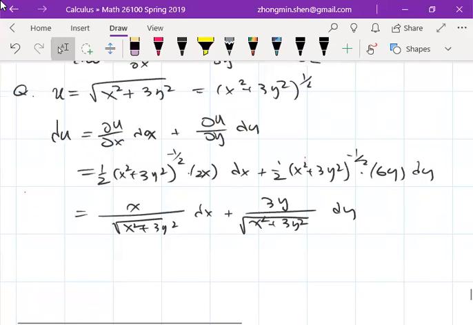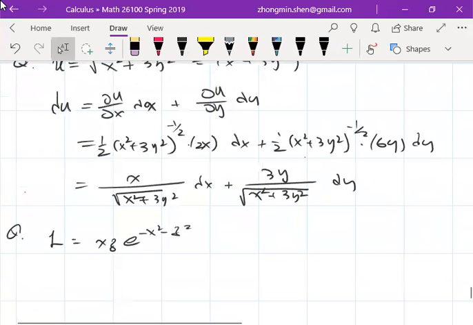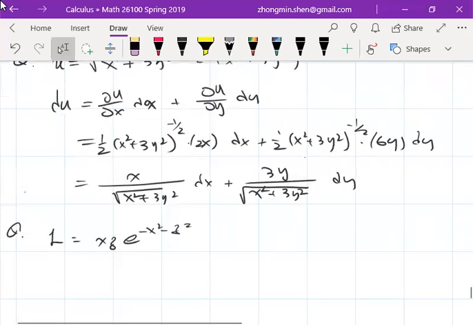Let's just do one more problem, we're almost there. You have L equals x z e to the negative x squared minus z squared. So how many variables do we have here? You have x, z, and L. We only have three variables, but they're related. We want to find dL.